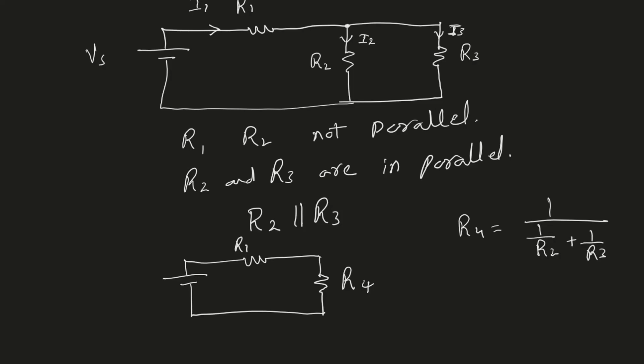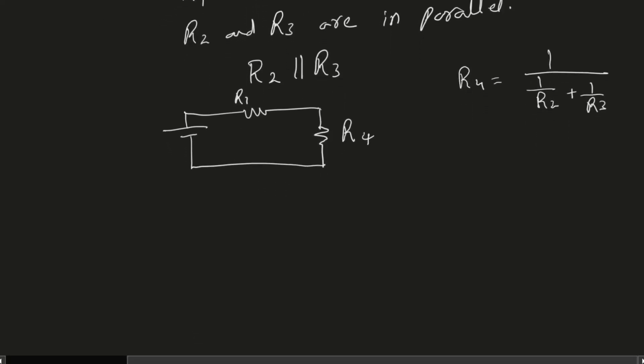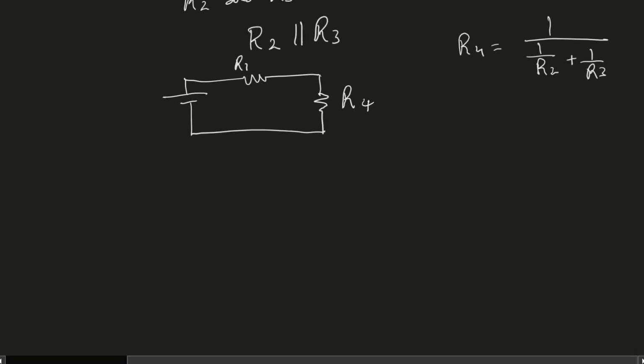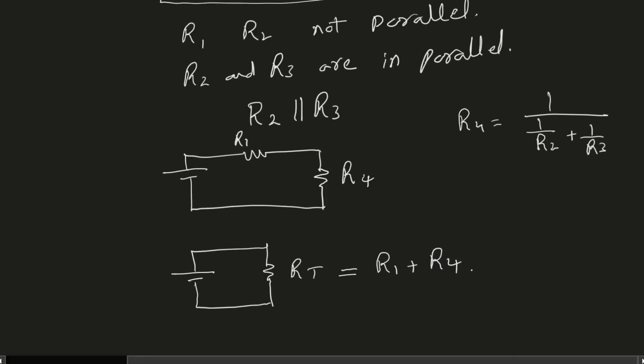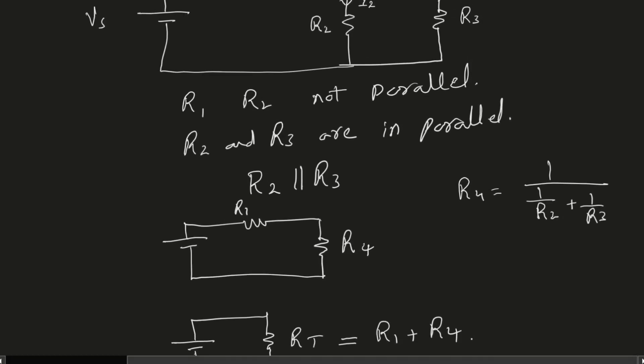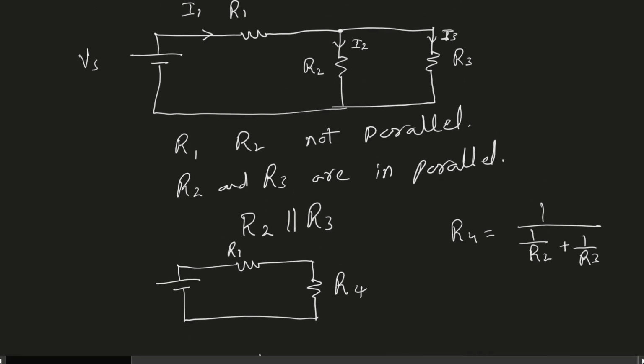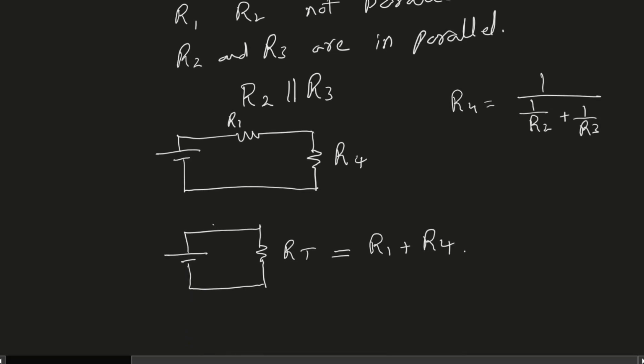Once we have taken care of the two resistors that are in parallel, now this is our new circuit. And here you can see that R1 and R4 are in series. So therefore, the equivalent of these two is another resistor that I will call the total resistance, and that is equal to R1 plus R4. So this way we can just keep on moving from right to left and looking for which resistors are in parallel, which resistors are in series. And once we find the total resistance, then we can find the current coming out of the battery.